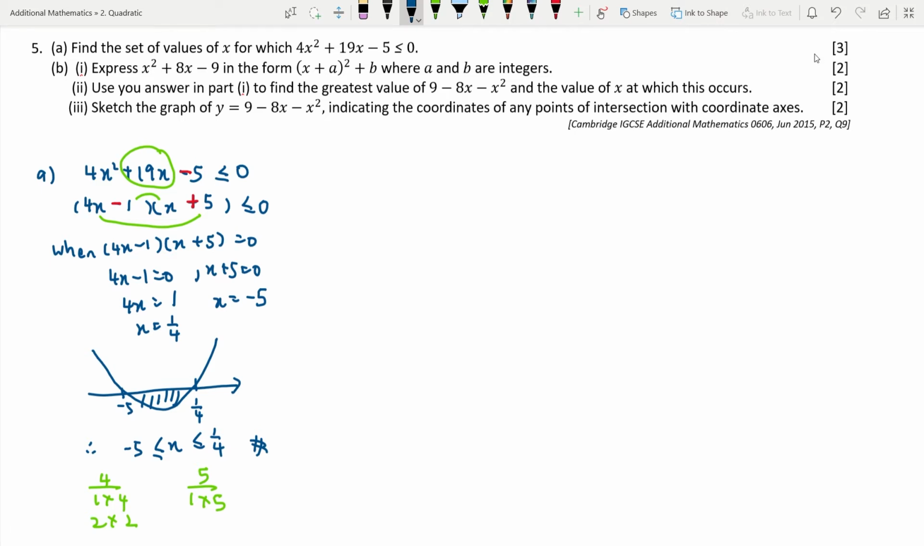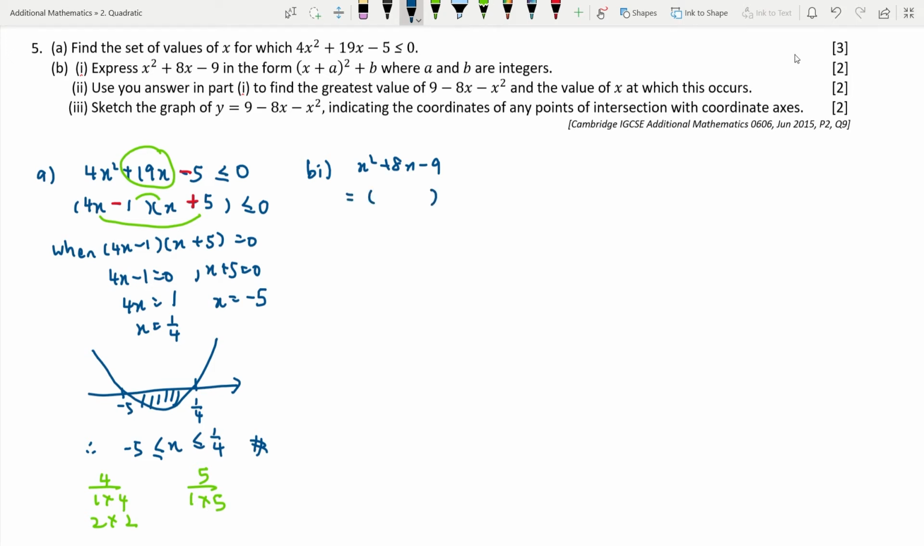B1. Express x squared plus 8x minus 9 in the form bracket x plus a squared plus b, where a and b are integers. We are given an expression in general form, and we need to express it in vertex form. The a value for this expression is already 1. Hence, we can continue from here.